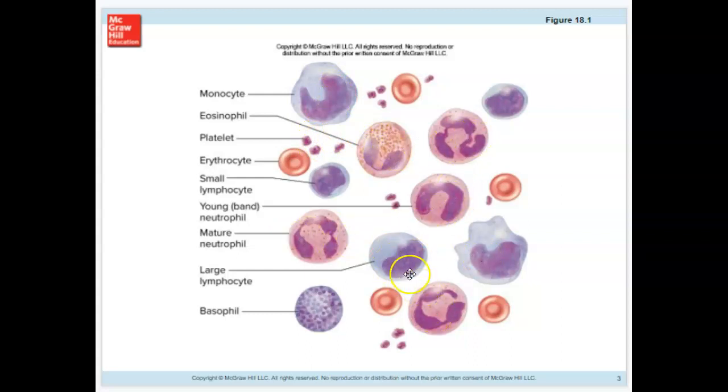Then we have these bigger cells. All of them are white blood cells or leukocytes. And regarding this part, we can divide them depending on whether we have granules like this one, and this one, and this one, or if we don't have granules like this one and this one. If it's a cell with granules like this one, it's called a granulocyte because of the granules. If it's a cell without granules, it's called an agranulocyte.